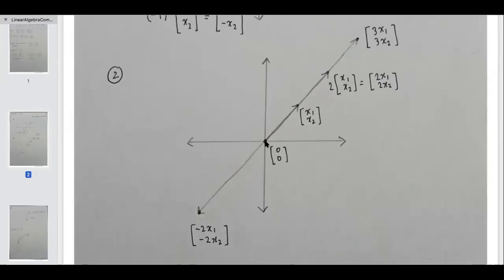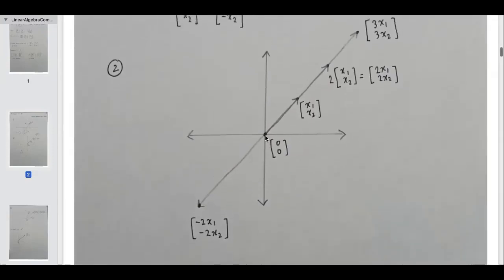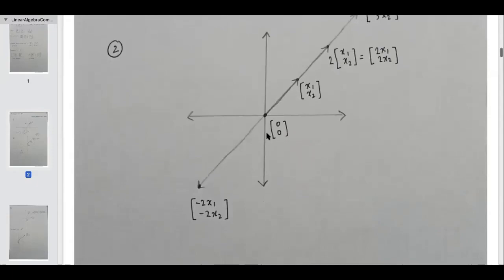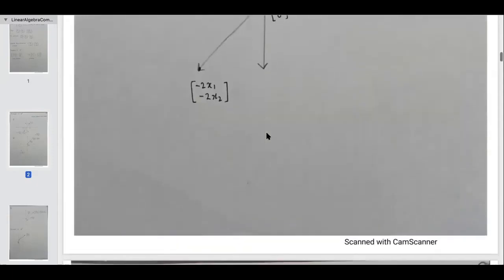And the origin, we think of it as 0, 0. So the 0 vector is just the point. It's a very small arrow, you can think of it like that. So it's an arrow of length 0. So this is how we visualize vectors. They're just arrows in some Cartesian plane.